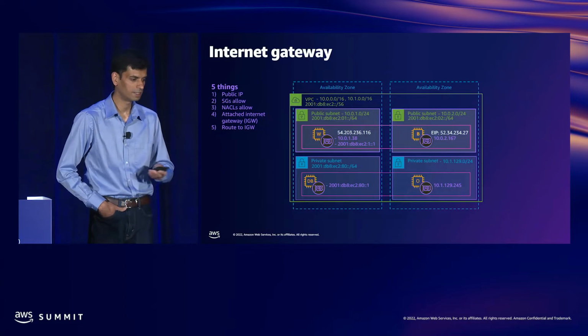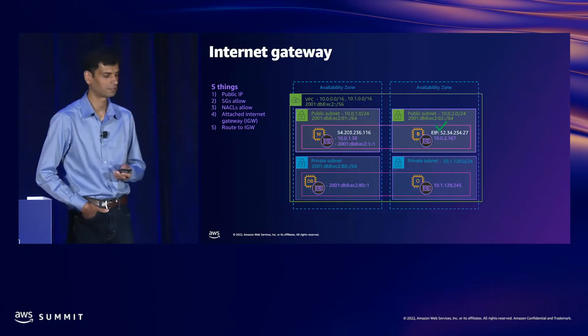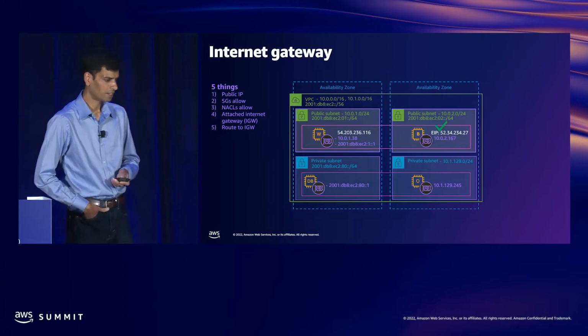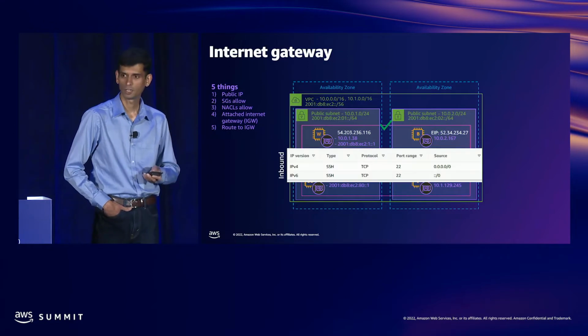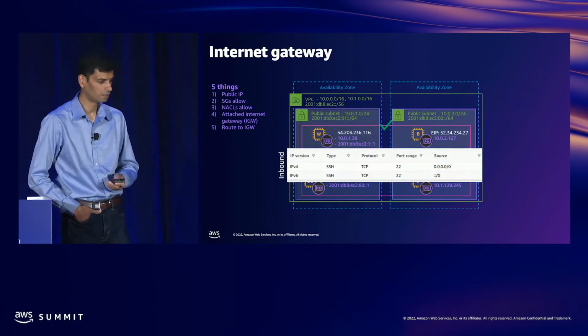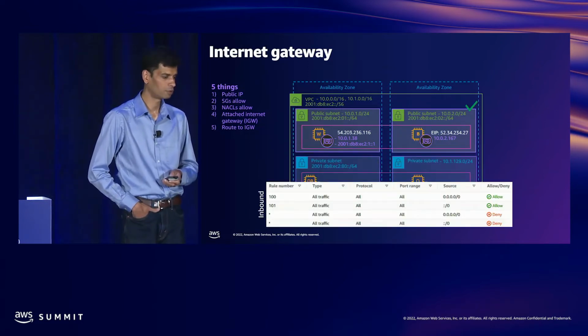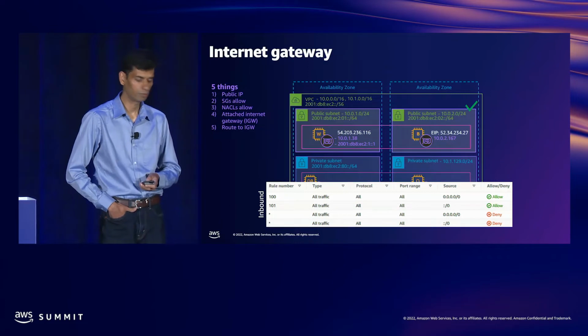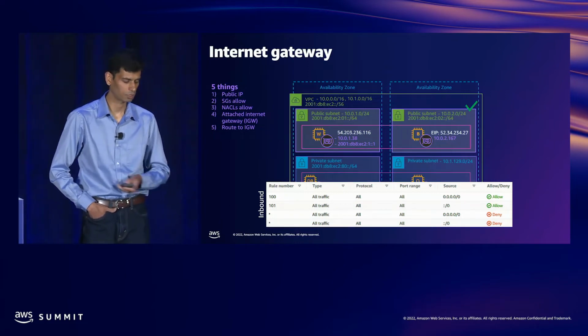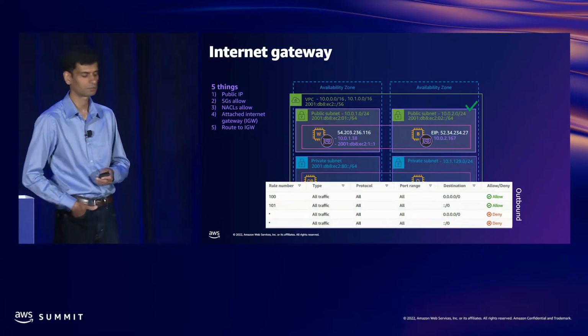First, it should have a public IP address. The second is it needs to have an inbound security group rule, as you see here for the SSH access. We have that as well. Next, at the subnet level, we need to have the NACL rules. So we have the inbound NACL rule, which allows that traffic, and then we have the corresponding outbound NACL rule as well.